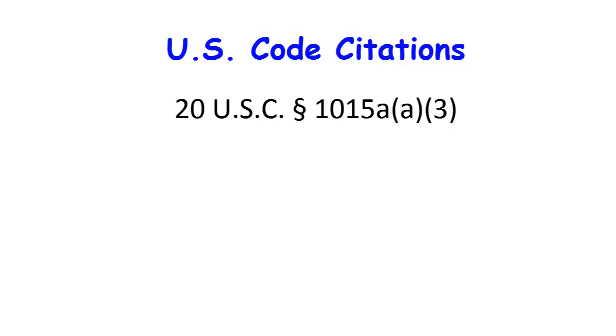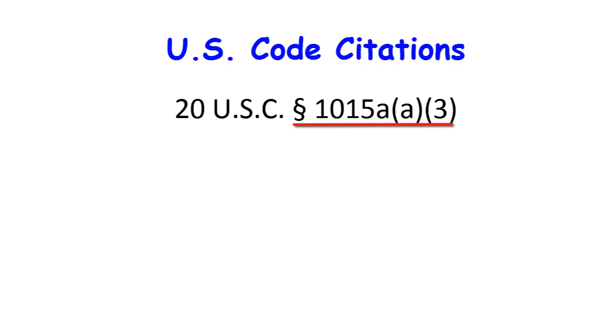Such citation to a codified federal statutory provision consists of at least three elements: the number of the U.S. Code segment or title, followed by a space. Next, U.S.C. for United States Code, and a space. And third, the section number preceded by the section symbol, and a space.